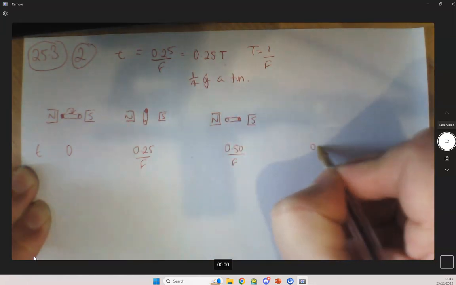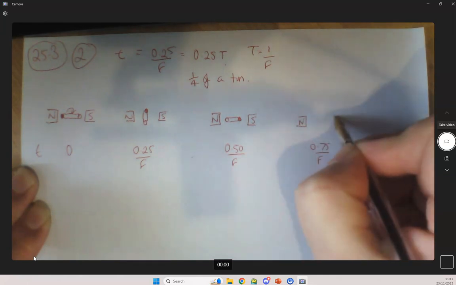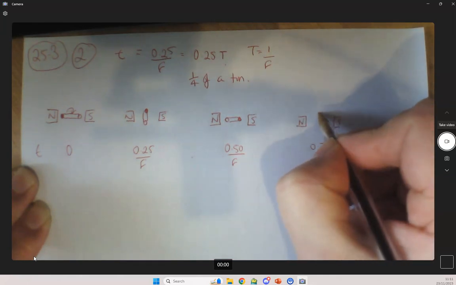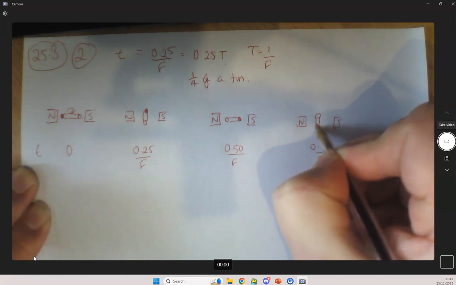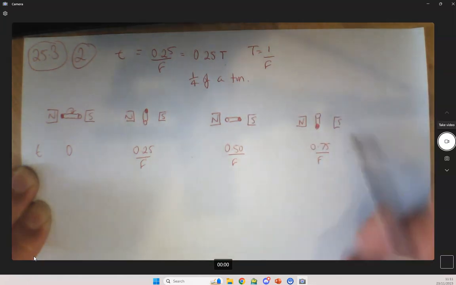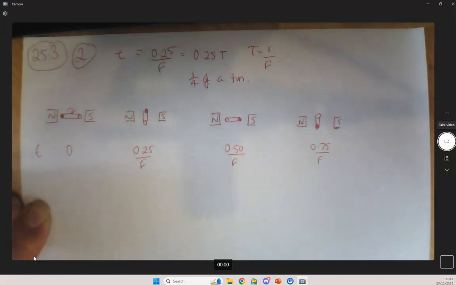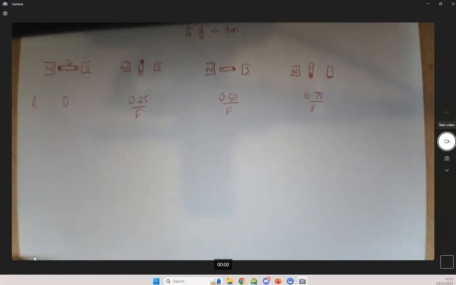And the final one there, 0.75 upon F, is going to give us north, it's going to give us south, and I've gone around, so now the white wire's made it all the way to the top, and the black wire's made it all the way to the bottom, because all of these are rotating the same way, clockwise. So there we go, and obviously that will just continue through rotation after rotation after rotation.